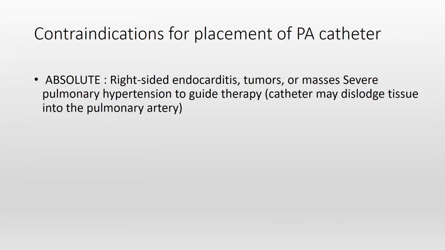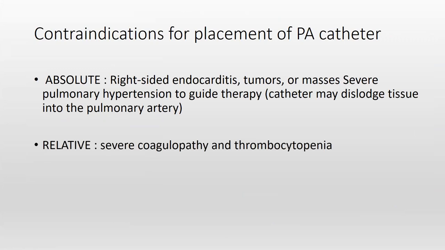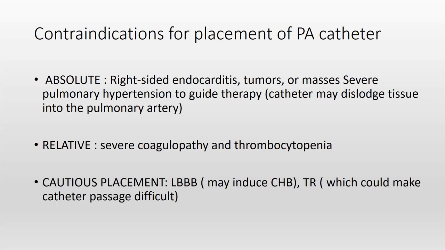Absolute contraindications are right-sided endocarditis, tumors or masses, and severe pulmonary hypertension to guide therapy. And that's more because of a technicality issue, because the catheter may dislodge. Relative contraindications are severe coagulopathy and thrombocytopenia. It should be placed cautiously in patients who have left bundle branch block, because there's a chance that we could create a complete heart block. And in patients with TR, which actually makes the catheter placement itself difficult.